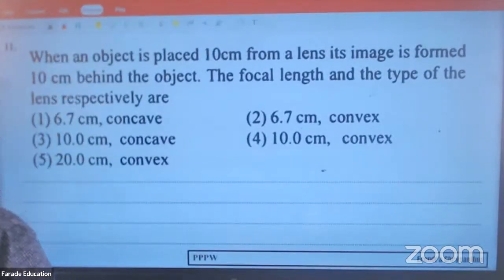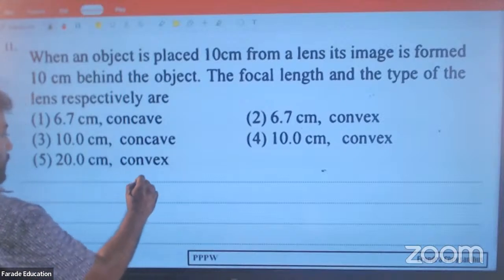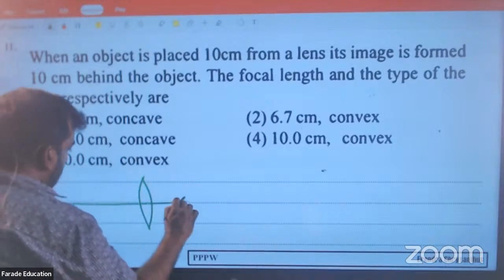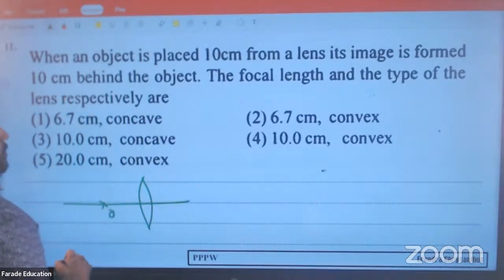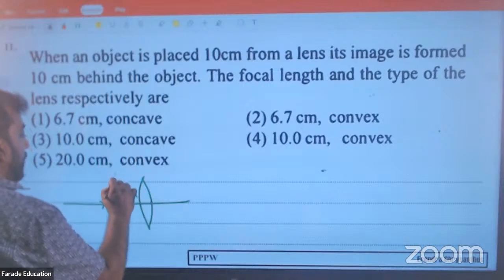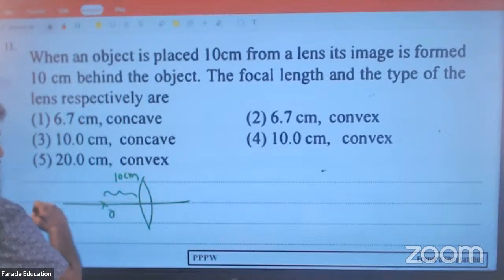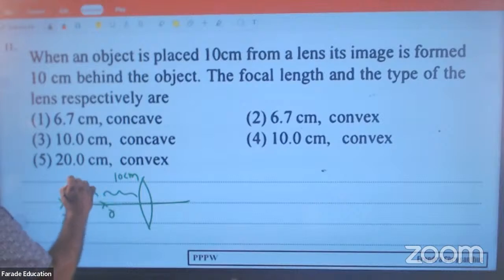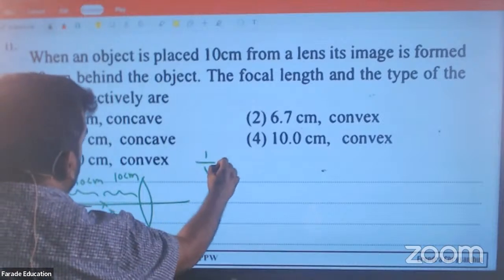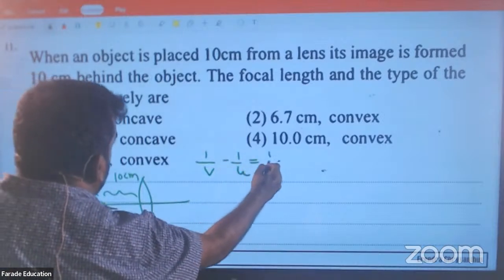When an object is placed 10 centimeters from a lens, its image is formed 10 centimeters behind the object. So here, when an object is kept 10 centimeters from a lens, only the image is formed behind the object. Right. Focal length and type of the lens: 1 over V minus 1 over U equals 1 over F.